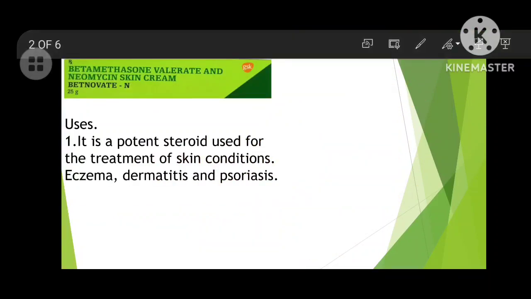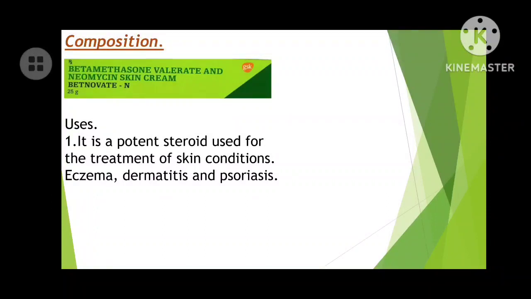Composition of this Betnovate-N, simple composition, it contains betamethasone and neomycin. You are observing here the betamethasone, it is a steroid. What is it? It is a steroid, a potent steroid. What is a steroid? How do steroids actually work? I have made one video on that. The link is in the description. Go and watch that. Why the steroid should be used, for whom we cannot give the steroid, everything is present.